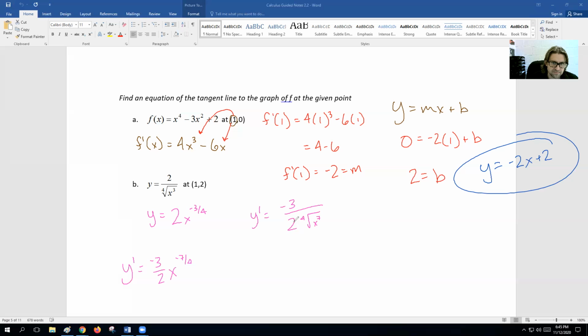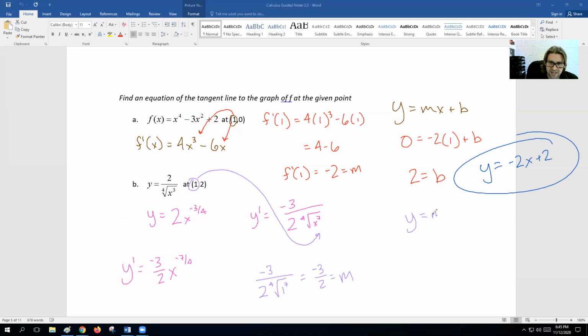This is why it's important to rewrite. Now what we're going to do is take our x value, plug it in, and we can find our slope. So negative 3 over 2 times the fourth root of 1 to the 7th. This is just going to become 1, 2 times 1. So we're getting negative 3 over 2 is our slope.